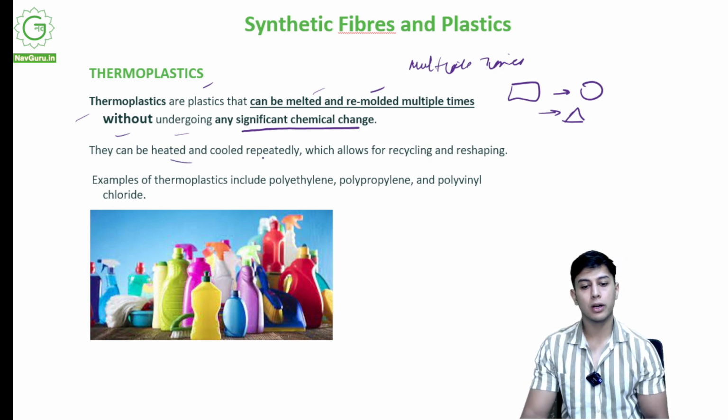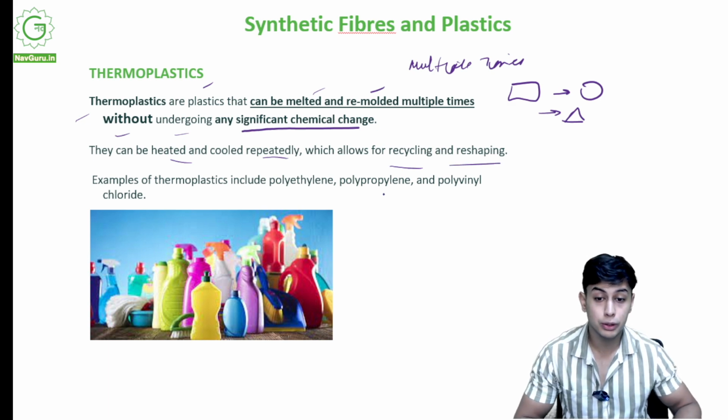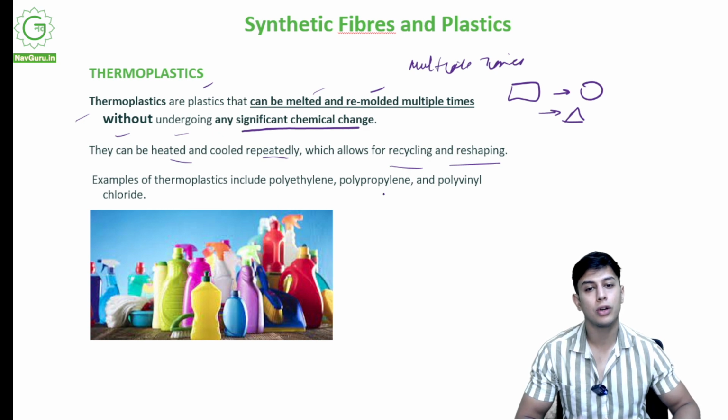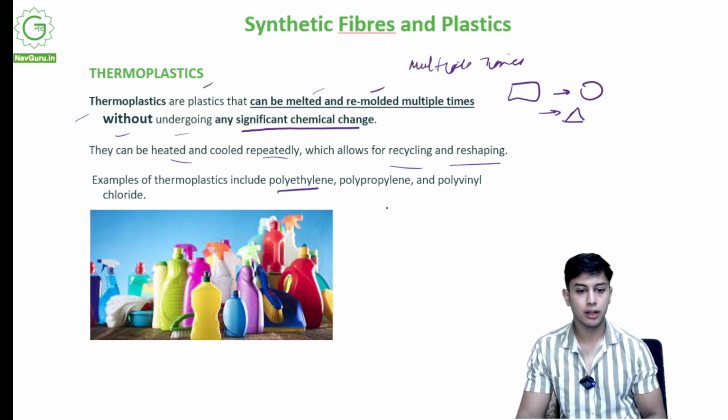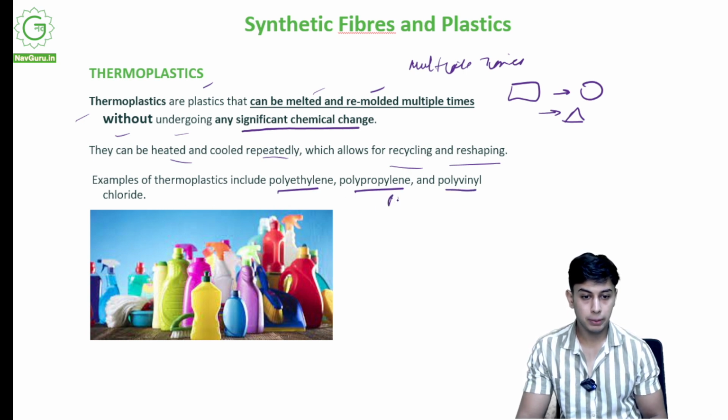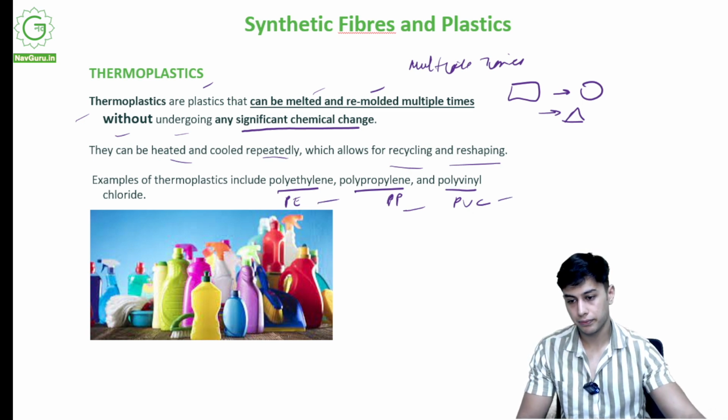They can be heated and cooled repeatedly, which allows for recycling and reshaping. So you can think where all it could be used. It can be heated and cooled repeatedly and it will not break. So it gives me a lot of options for recycling and reshaping. Examples of thermoplastics include polyethylene, polypropylene, polyvinyl chloride. So PE, PP and PVC, these three are thermoplastics.